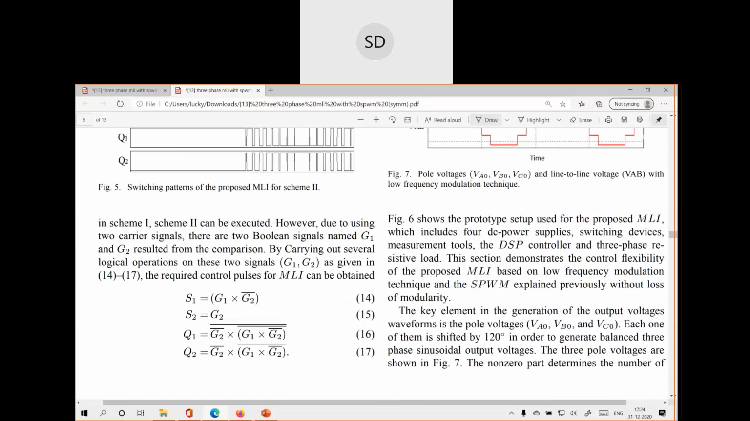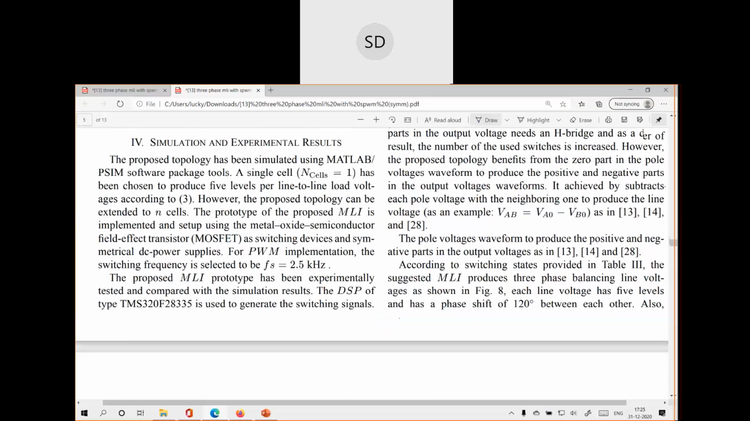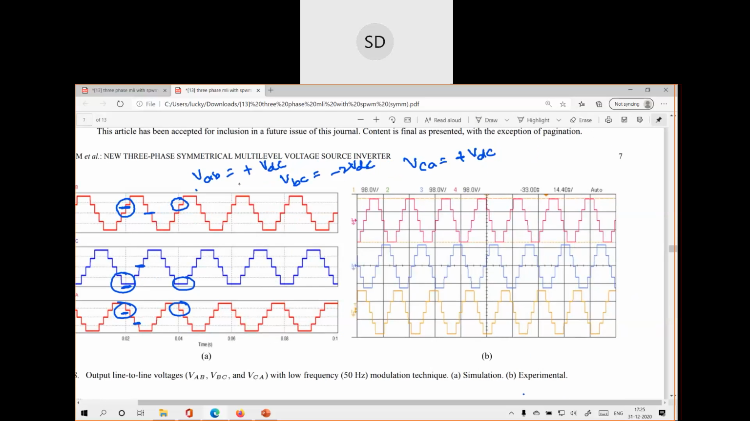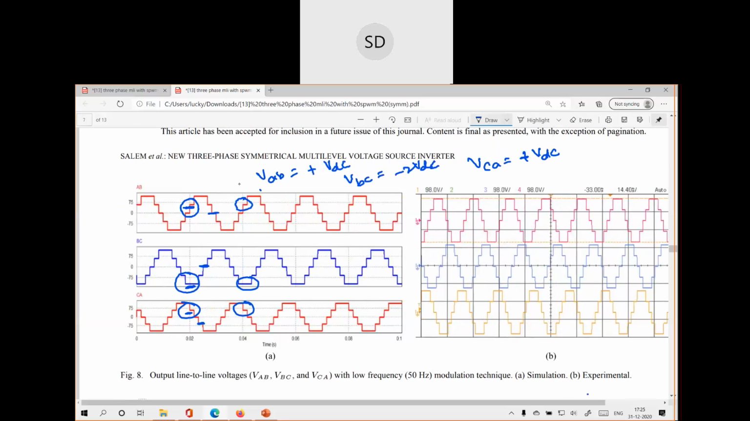So we have divided this into 12 parts. Each 30 degrees it is changing its magnitude. So this is one cycle. Each cycle is divided into 12 parts, 30 degrees each.